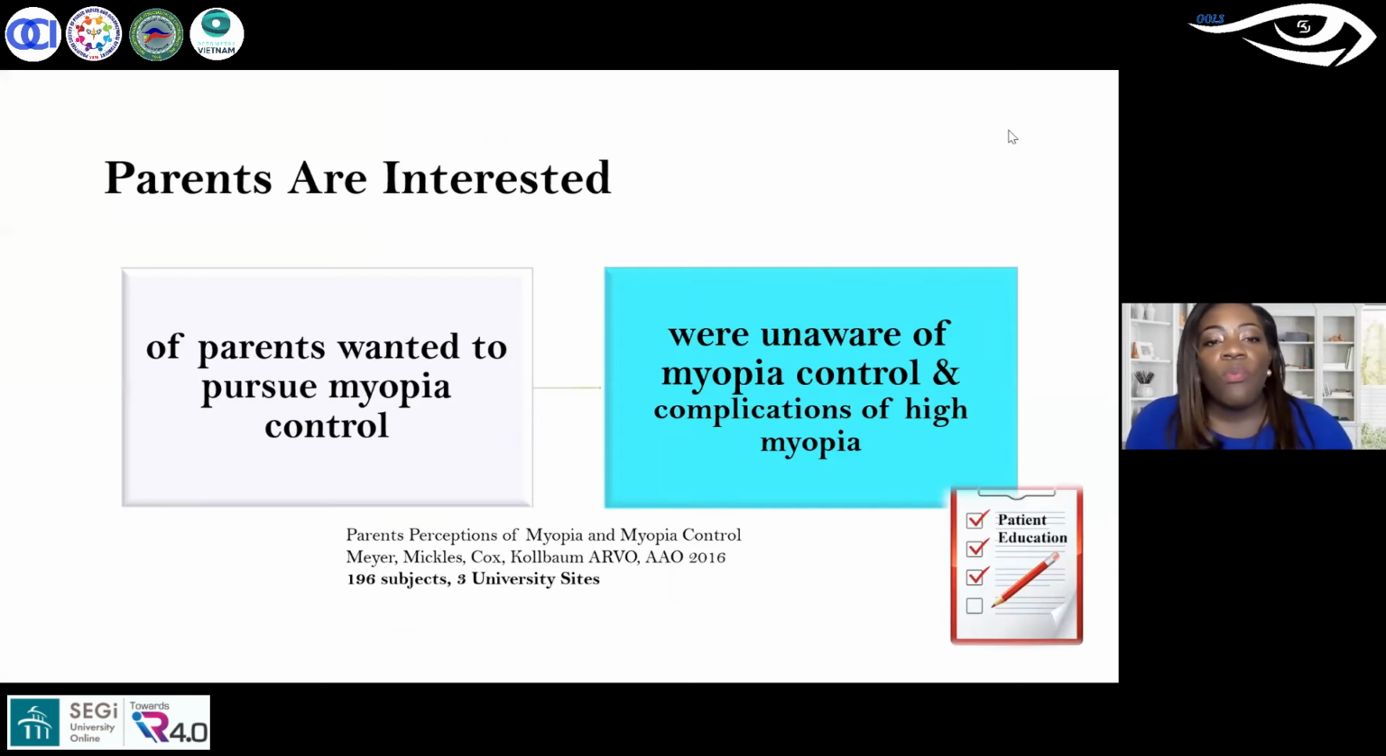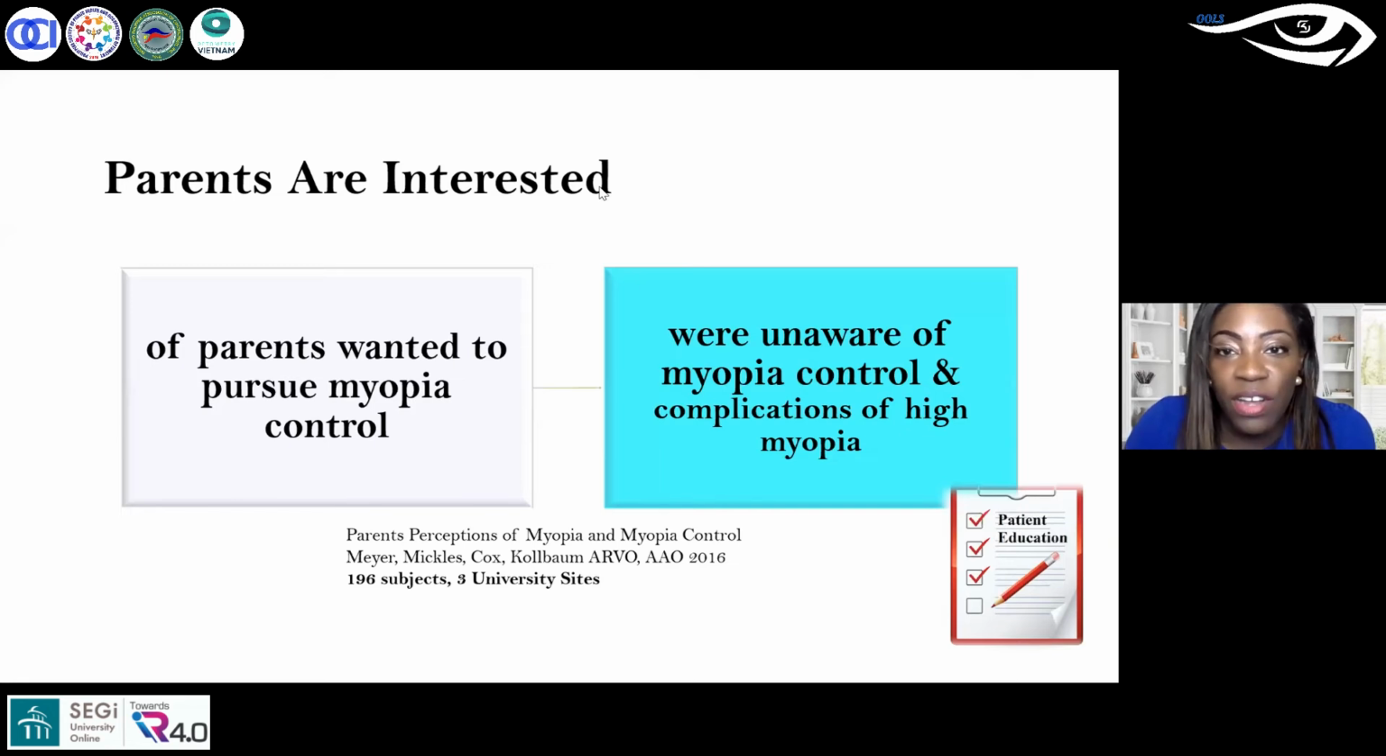So, what percent of parents do you think want to pursue myopia control? 100%, 80%, 30%? Okay. 90%, 10 to 30.